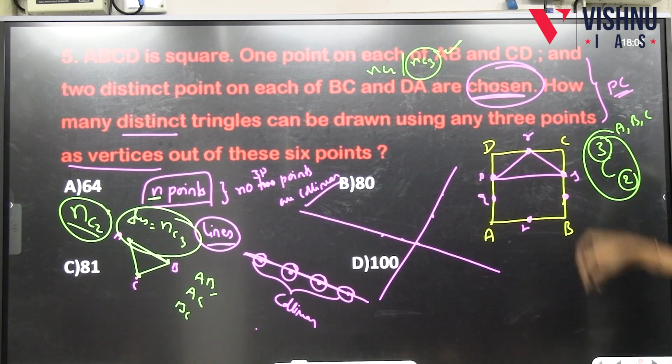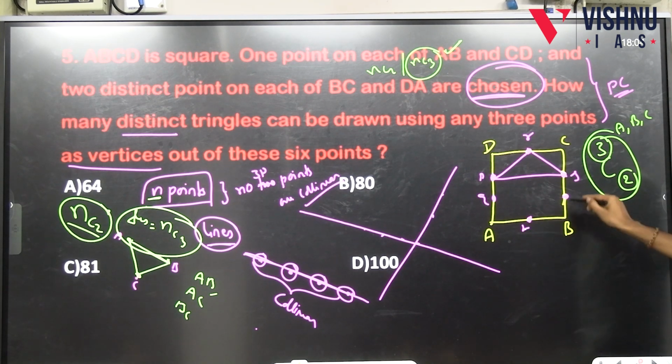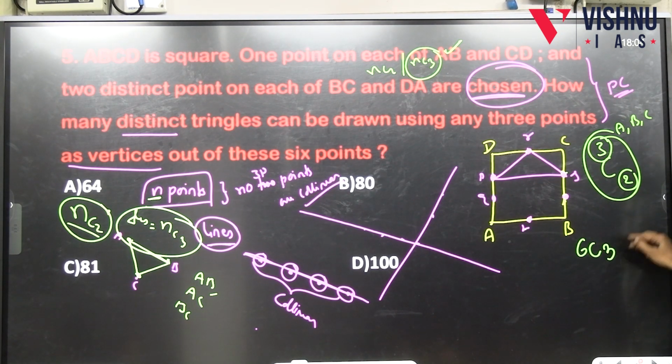So how many points are there here? 2, 3, 5 plus 1. Total 6. From these 6, no 3 points are collinear, right? Can you see that any 3 points are collinear? No. So no 3 points are collinear. So then immediately, the number of triangles is what? Your final answer is 6C3.